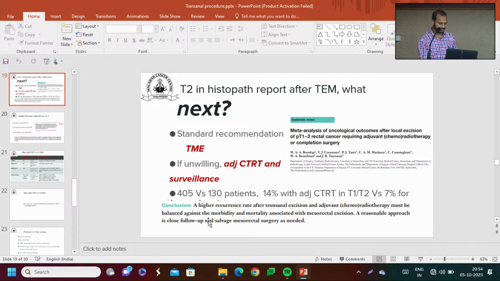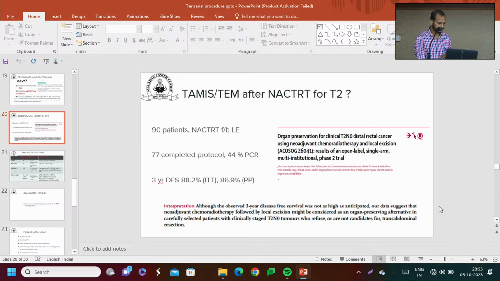In the literature, there is a higher chance of local recurrence, reported as high as 14% with such an approach, whereas if you convert to TME, it is 7%. So you have to carefully discuss with the patient, because sometimes when you do a major procedure after this, the complication rates can be higher also.